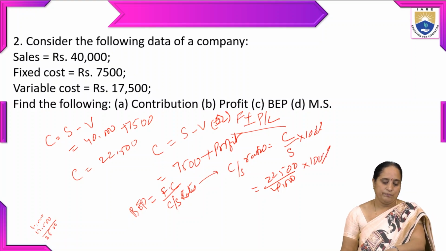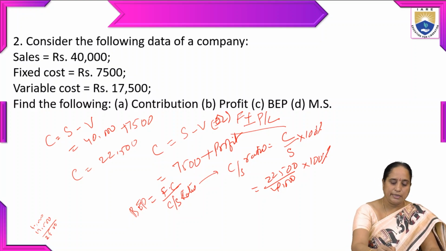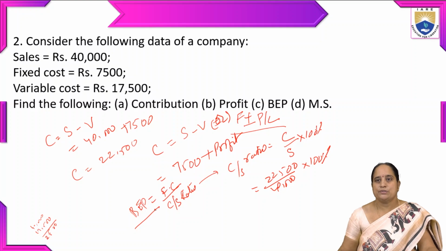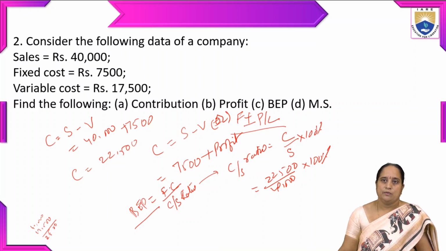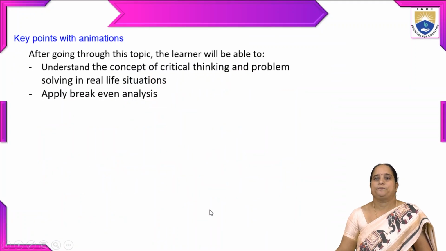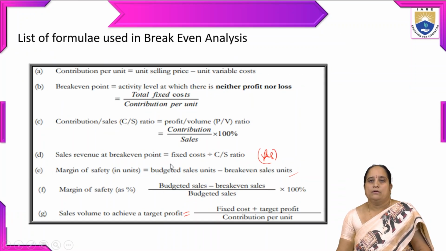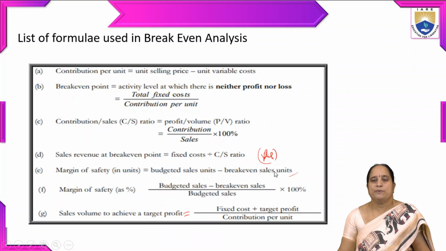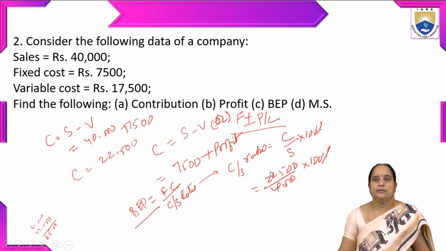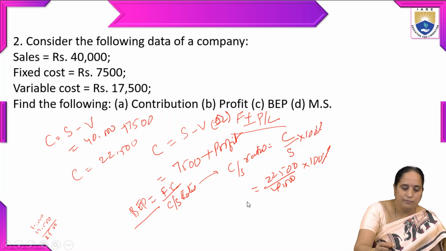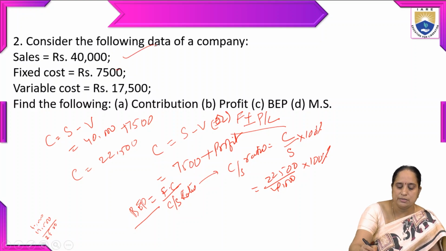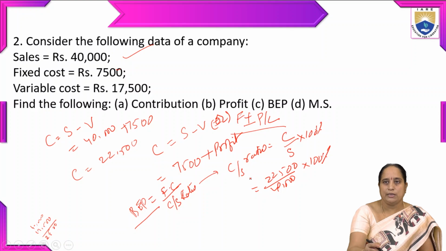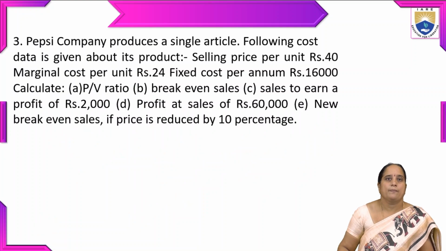Then divide fixed cost with this contribution by sales ratio, we'll get BEP sales. The next one is margin of safety. Margin of safety can be calculated by using the formula budgeted sales units minus break-even sales units. So here budgeted sales units, which is given in the problem, that is 40,000, minus the sales at BEP. Then we'll get margin of safety.